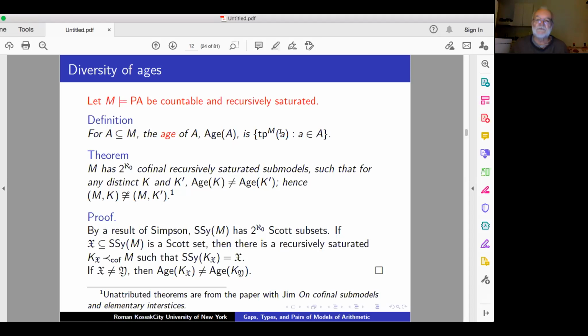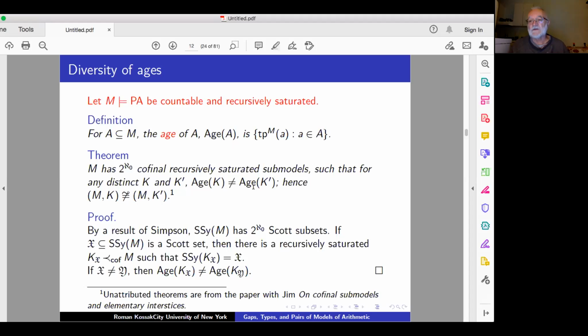Sort of morally, it's similar enough, I think, in PA, not in general. All right. So the questions you can ask: what is this diversity among various cofinal submodels? And here is an introductory thing: inside M you have recursively saturated submodels of continuum many different ages.